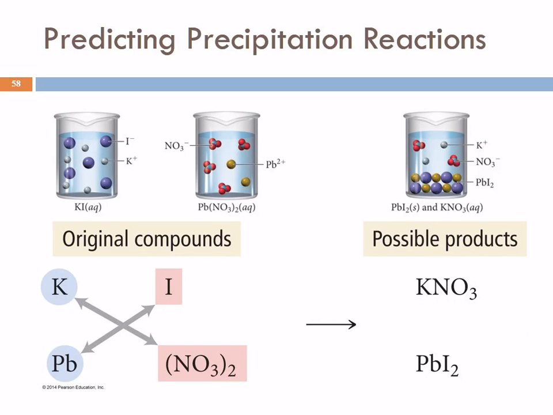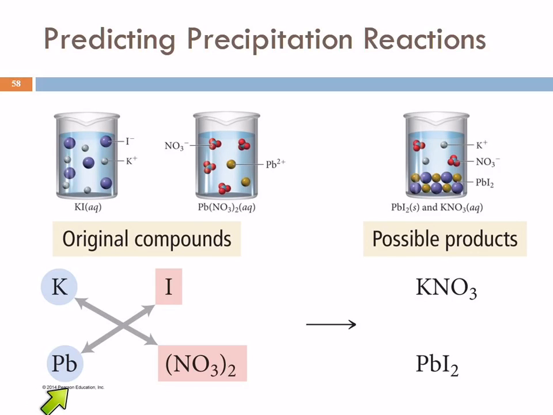So let's look at this and see how we would predict what's going to happen. What we're going to do is look at the two original solutions and look at the ions that are present. We have potassium and iodide. We have lead and nitrate. Well, we can tell from solubility rules and also from the problem telling us that this is an aqueous solution that potassium and iodide are soluble together. They do not form a precipitate. Lead and nitrate don't either. They came to the party just mingling and having fun.